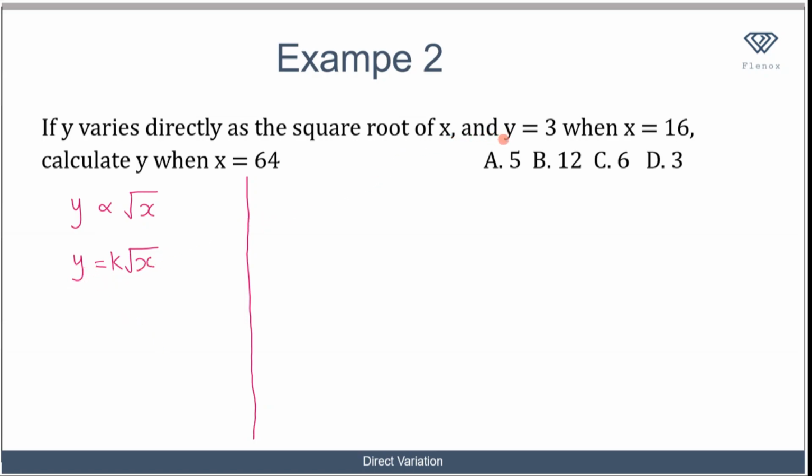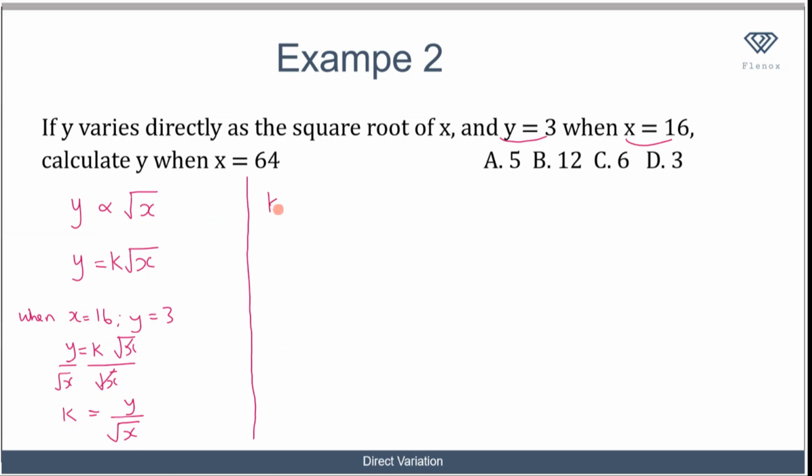And we'll find the value of k by applying an instance that we are given. So we are being told that y is equal to 3 when x is equal to 16. So we can use this condition to find the value of k. So now we know that y is equal to k times the square root of x. If we divide both sides by the square root of x, what are we left with? We're left with k equal to y over the square root of x. So we can easily evaluate the value for k.